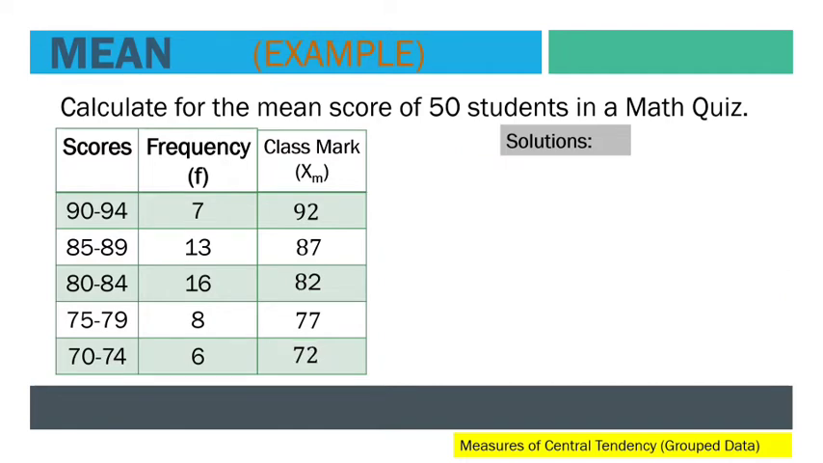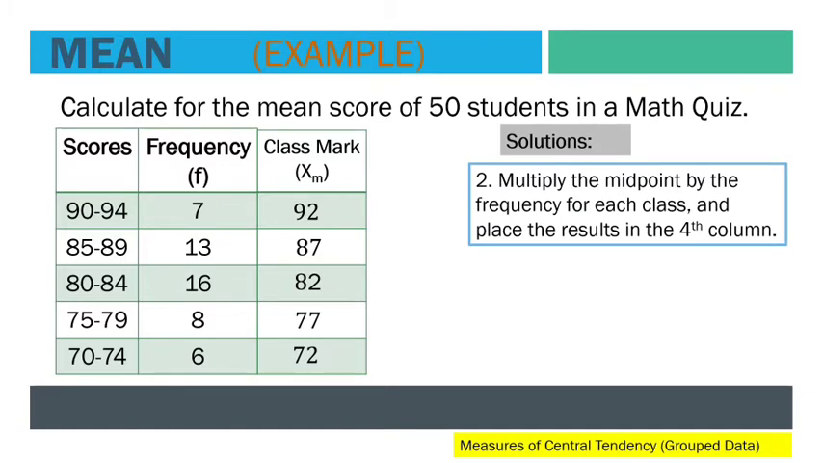Let's have the second step. We have to multiply the midpoint by the frequency for each class and place the results in the fourth column. So basically, we are going to add another column. To get the value of this, you have to multiply the second and the third column. The midpoint is the column that we added earlier. The midpoint multiplied by the frequency.